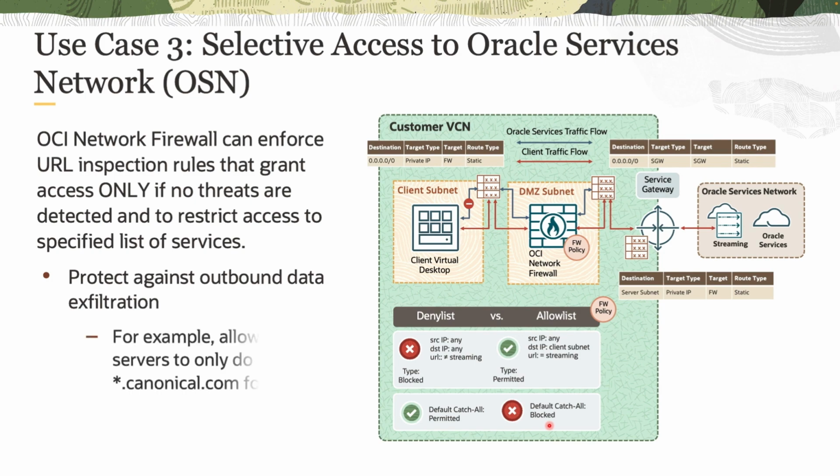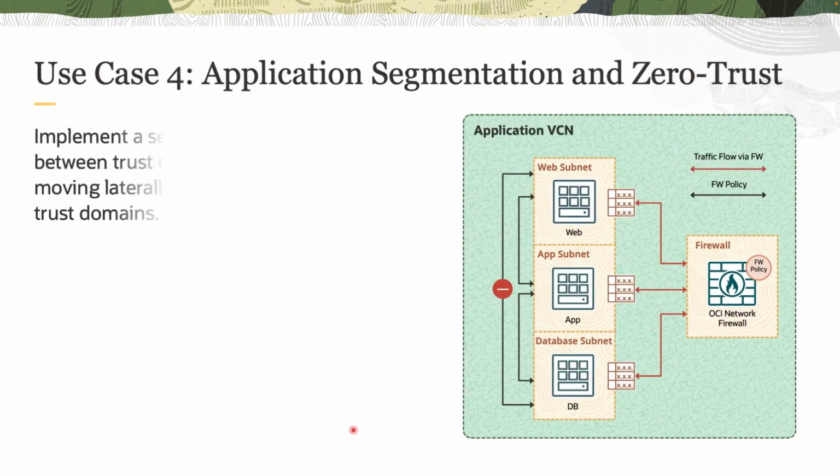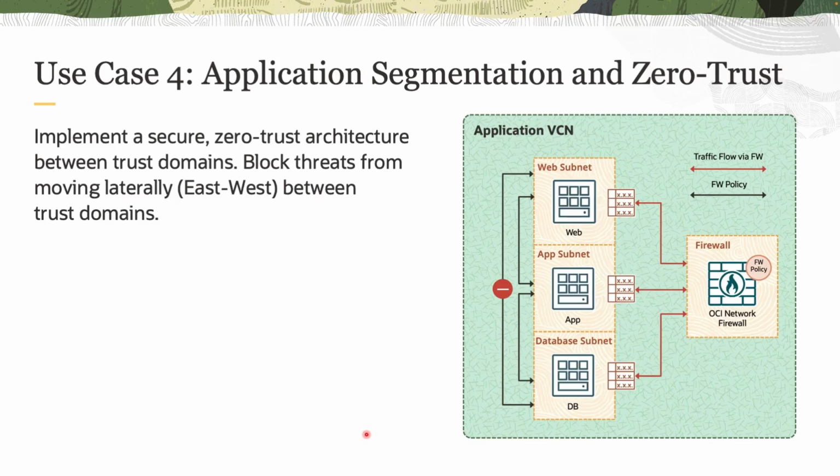For example, you can set a rule to allow only one or two servers in your VCN to connect to trusted canonical sites on the internet for image updates, while blocking all other traffic from those servers to the internet. Next, in our last use case, you can use the network firewall to implement zero trust architecture and create different trust domains within your VCN.